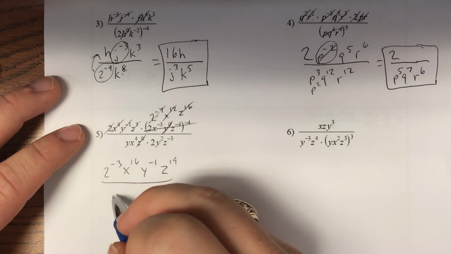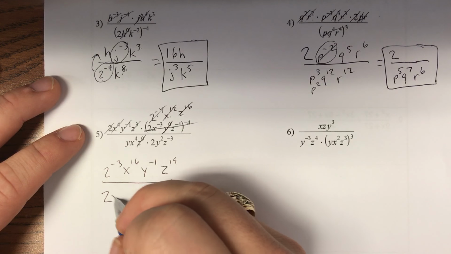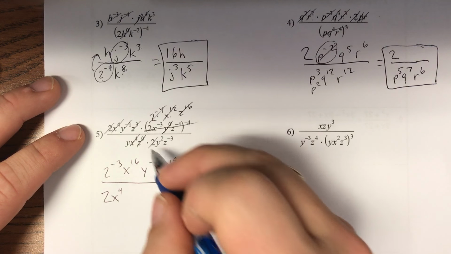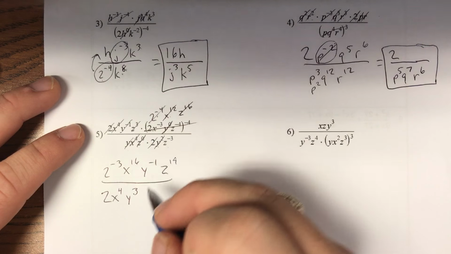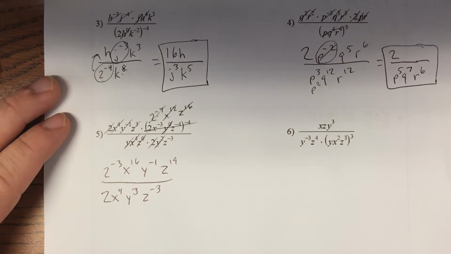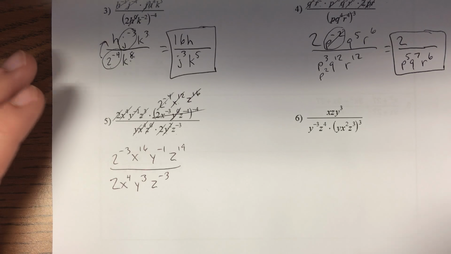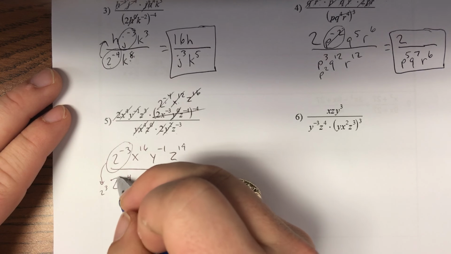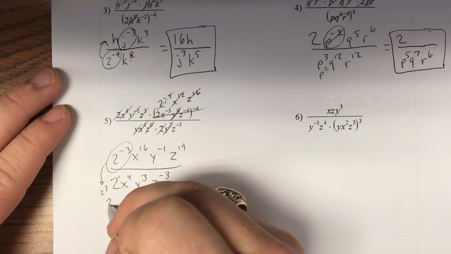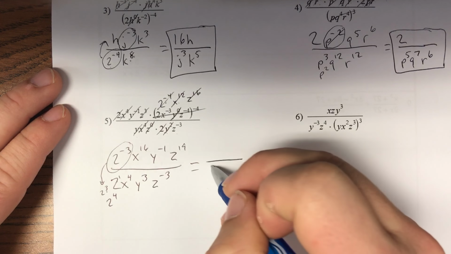On bottom, I've got 2, x to the 4th, y cubed, and z to the negative 3rd. All right, then we'll combine everything together. So this negative 3rd is going to go on the bottom, and 2 to the 3rd, 2 to the 1st is going to make 2 to the 4th, so we're going to have 16 on bottom.